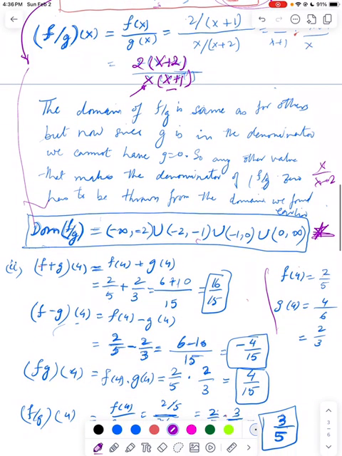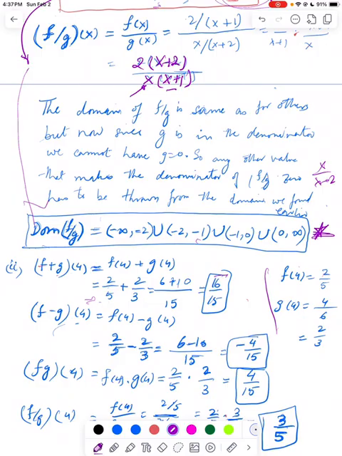Now when we come here, f plus g of 4 will be f of 4, which came out to be 2 over 5, plus g of 4, which came out to be 2 over 3. Common denominator, fix the numerator, and we get the result 16 over 15. In the same way, we can find f minus g of 4. So f of 4 minus g of 4, and then subtract the two fractions, and we end up getting negative 4 over 15.